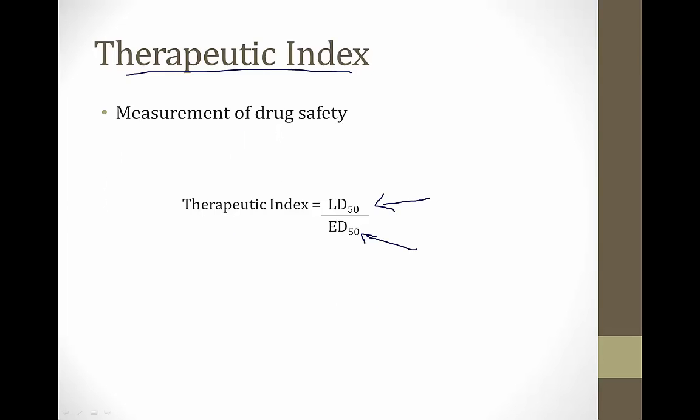So the higher this number, the further apart those 2 points are, and the more room you have to work with in terms of dose. The lower this number, the tighter range you have to deal with, and it means that you can very easily cross from the therapeutic dose range into the toxic dose range for a given drug.